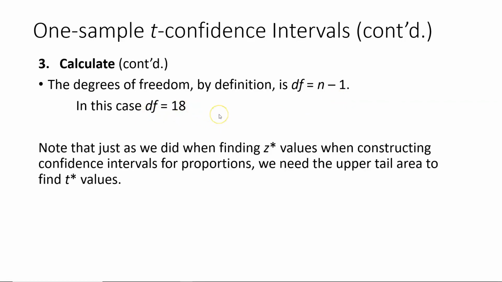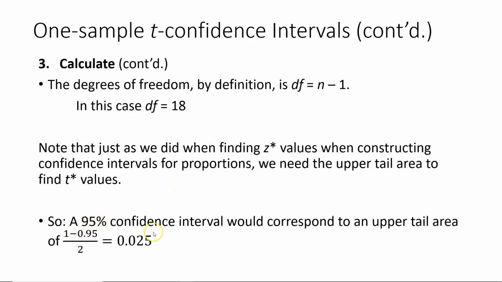Moving on, note that just as we did when finding z asterisk values when constructing confidence intervals for proportions, we're going to need the upper tail area to find t asterisk values. In our case, we were given a 95% confidence level. To find the upper tail area, we take that value, subtract it from 1, and then divide that by 2, and we get 25 thousandths for the upper tail area.